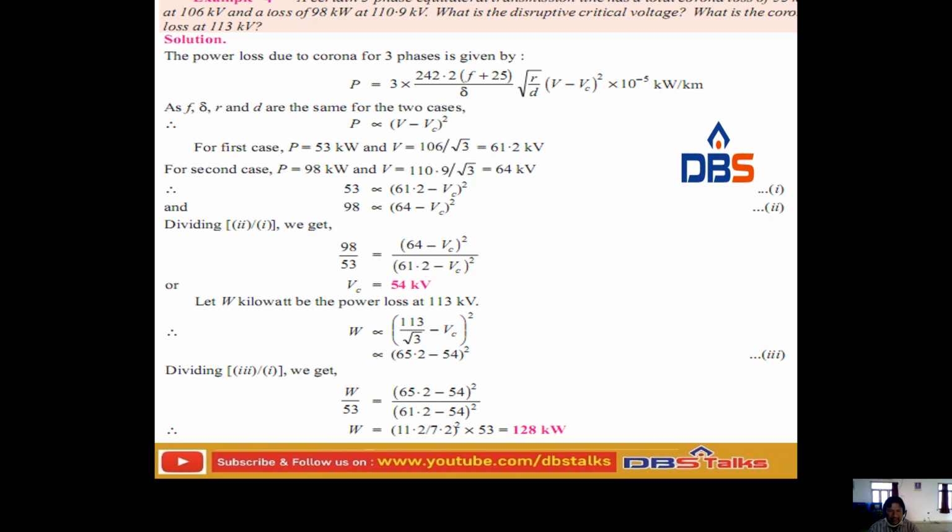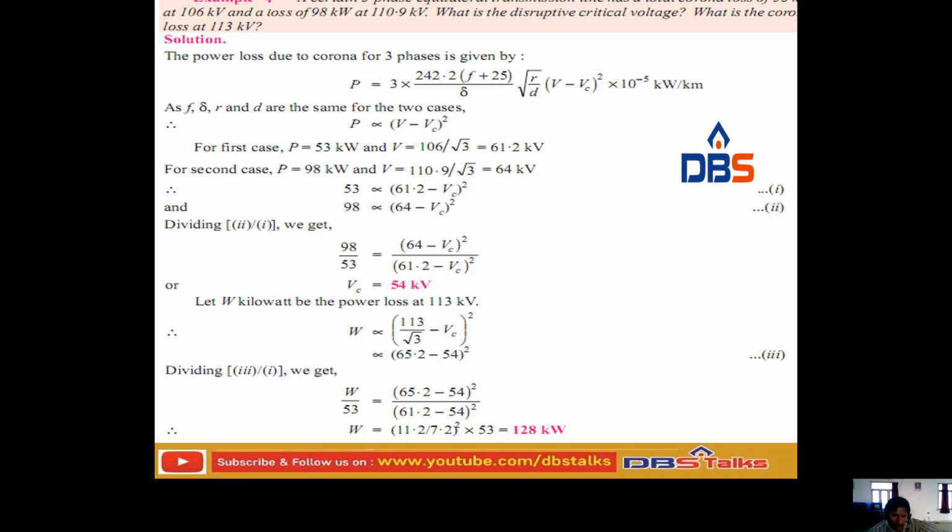So we know P is proportional to (V minus Vc) square. Therefore, 53 is proportional to (61.2 minus Vc) square, and 98 is proportional to (64 minus Vc) square, as equations 1 and 2. Dividing equation 2 by 1, that is 98 by 53 equals (64 minus Vc) square by (61.2 minus Vc) square. Solving, Vc is equal to 54 kV, right?